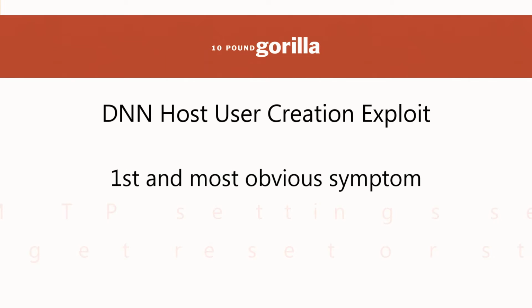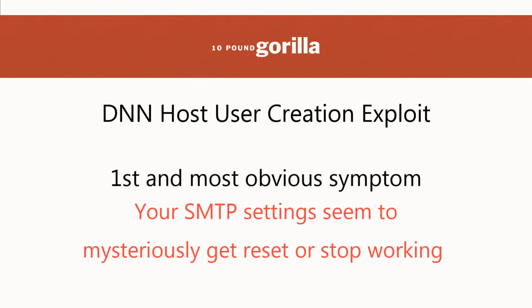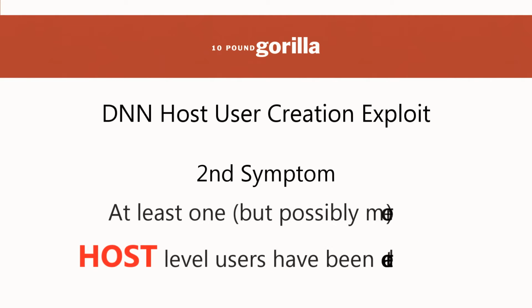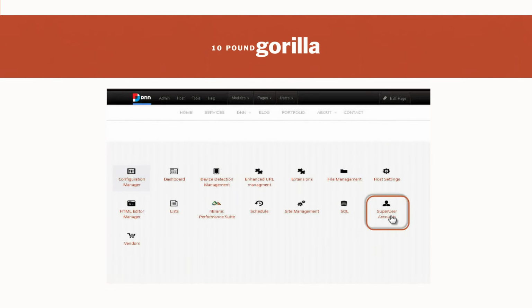The first and most obvious indicator that there might be a problem is that the SMTP settings on your site just stop working. The second symptom is at least one, but possibly more, host level users have been created. A simple way to check for host users is to go to the host menu and click Super User Accounts.